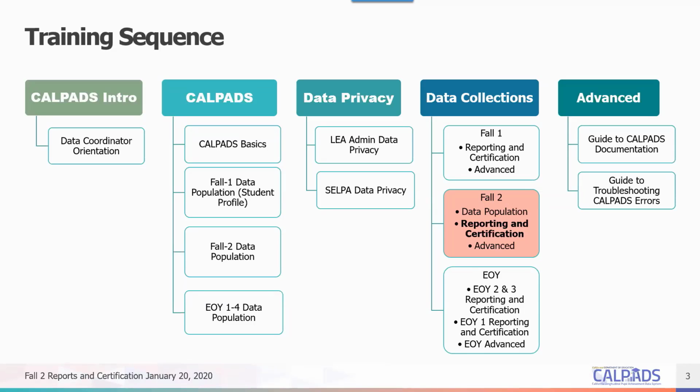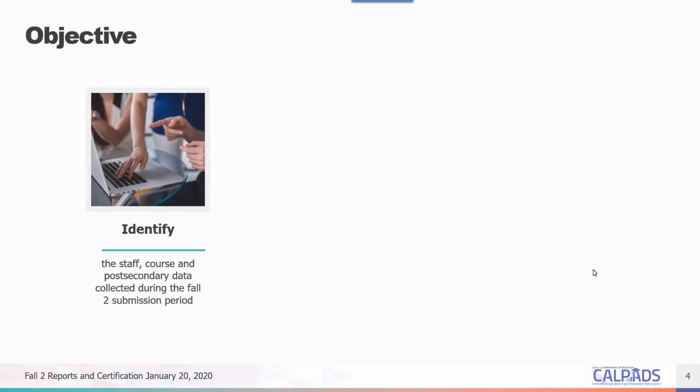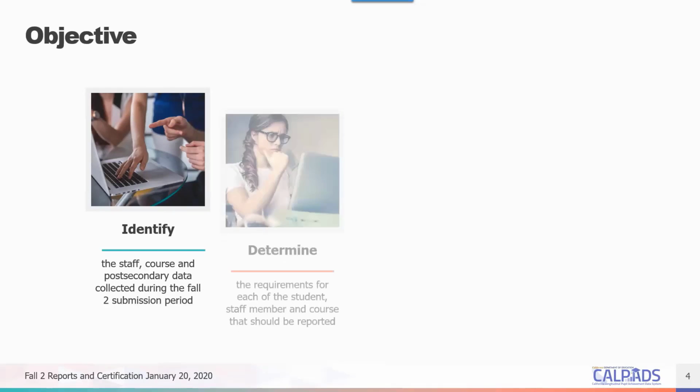If you're brand new, the data population would have been a good training to take, because we go into a little bit more detail about the submission process, and the reports and the certification process are the result of that submission process. And then, all our trainings are designed with specific objectives. One of the objectives for today's training is we want you to be able to identify the staff, the course, the post-secondary data that's collected for this Fall 2 submission.